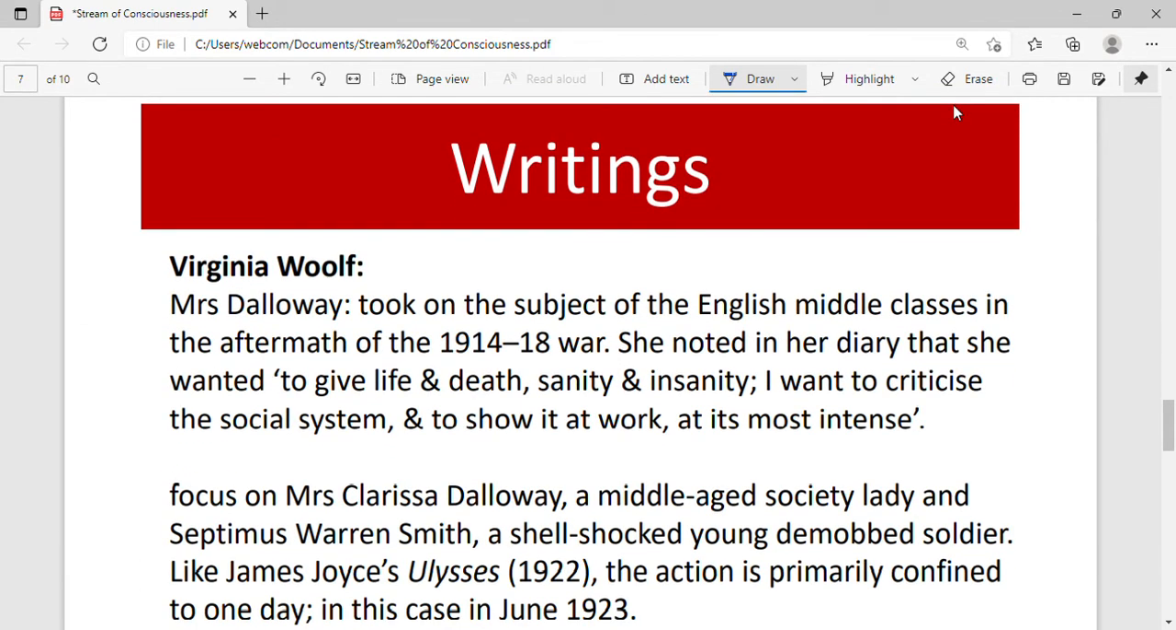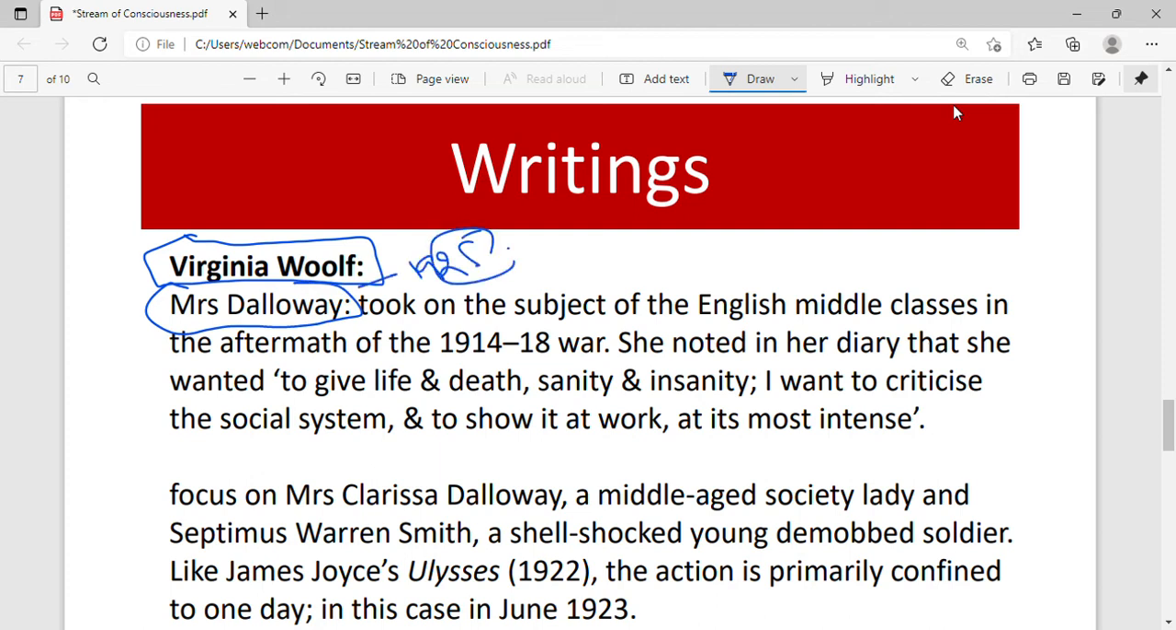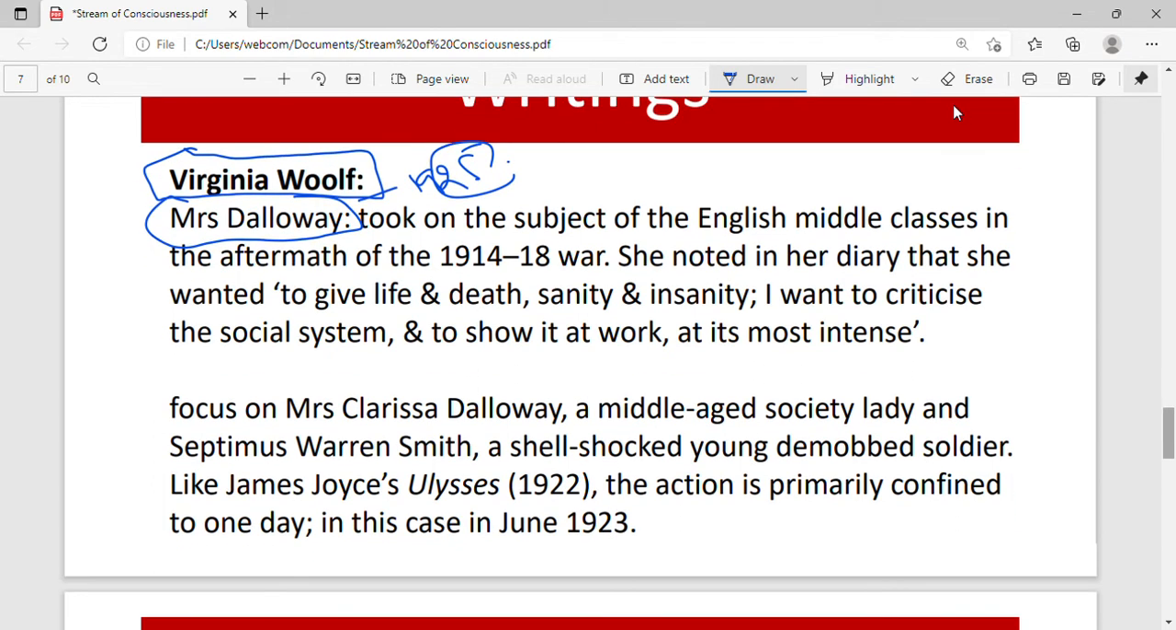Then we have another work by Virginia Woolf, right? That is Mrs. Dalloway, published in 1925, influenced by Ulysses. She read Ulysses and she got influenced to use the stream of consciousness in her novel as well.